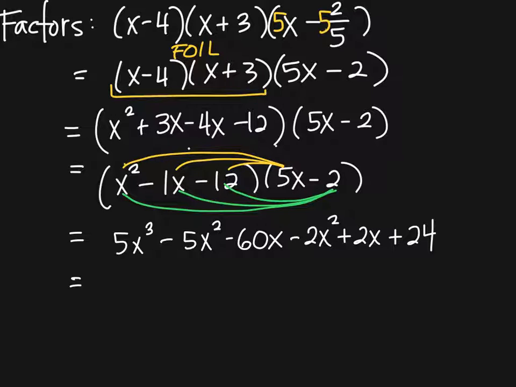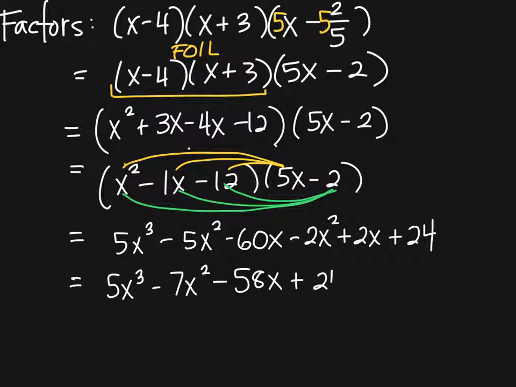Are there any other cubic terms? No. Are there any other squared terms? How many altogether? Negative 7. Are there any other x terms? How many altogether? Negative 58. And then the 24 that was hanging out at the end.